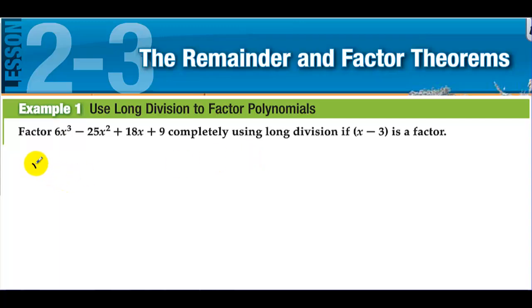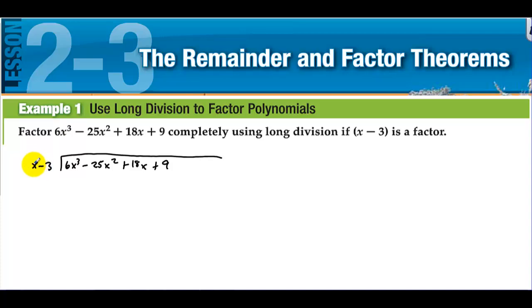So if we're going to do long division, we're going to put x minus 3 on the outside. And then on the inside, we're going to put 6x to the third minus 25x squared plus 18x plus 9. And we're going to make sure that we haven't missed any powers of x. We have 3, 2, 1, 0. We haven't missed any. If we did, we'd have to put a 0 in for that missing power.